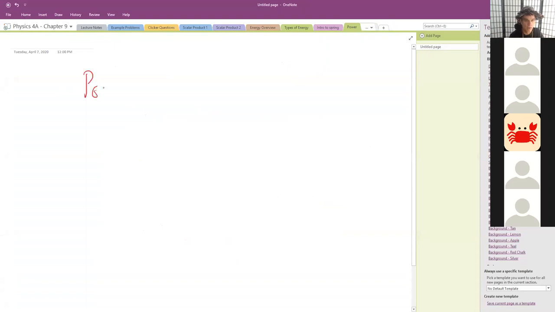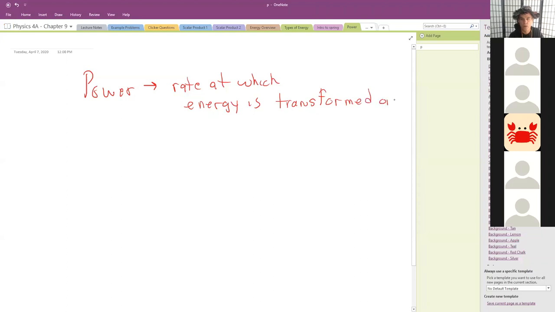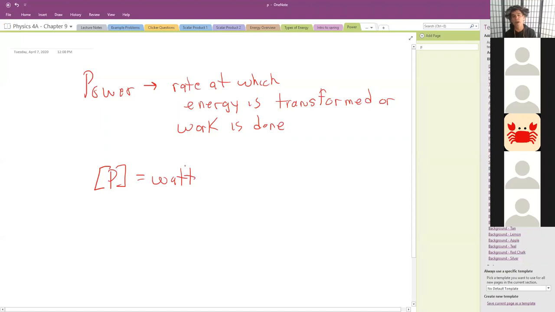So one, power is a concept that describes the rate at which energy is transformed or work is done. Quick little question for everybody. What is the unit of power? It wasn't a question, it was a statement. The unit of power is the watt. The way we measure power is in watts, and 1 watt is equal to 1 joule per second.